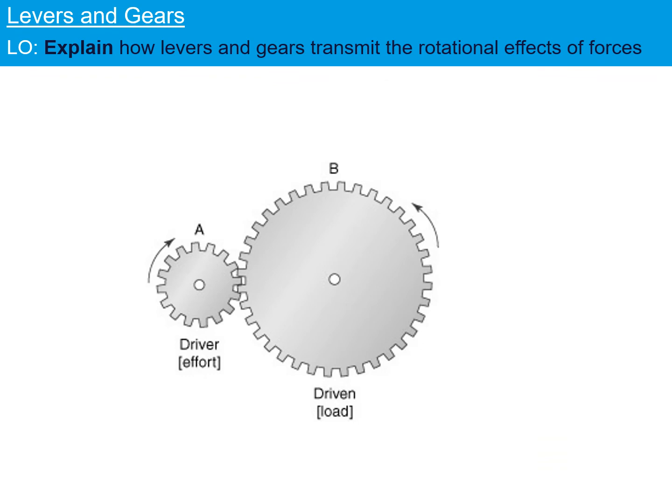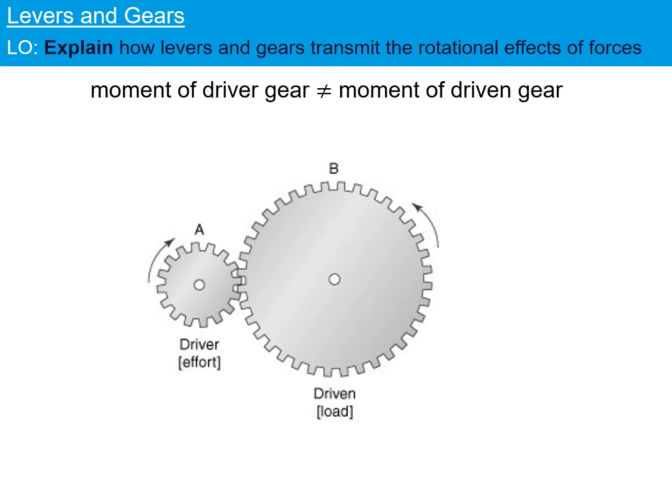For a gear, the moment of the driver gear and the driven gear are not the same. However, the force of the driver gear and the force of the driven gear are the same. So this is slightly different to our levers. In our levers, we had different forces, but the same moment. For our gears, we have the same forces, but a different moment.